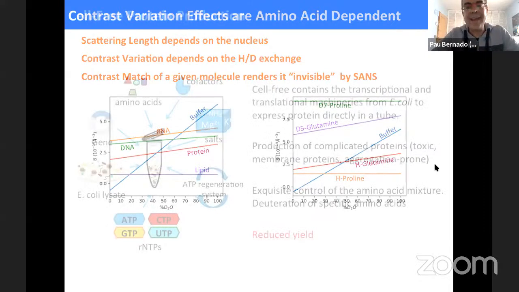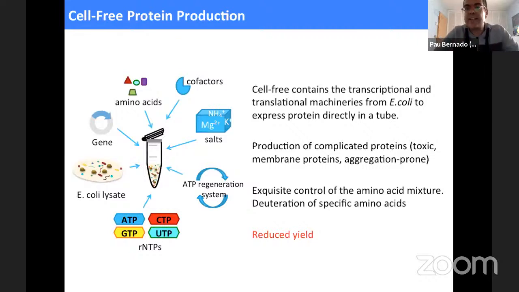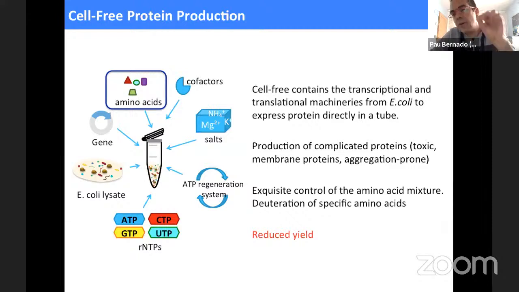The second point is the cell-free system. So I said before, it contains the transcriptional and translational machinery of E. coli. And so we can express a protein inside of an Eppendorf tube, let's say. And this has been used widely to express complicated proteins, membrane proteins, toxic proteins, because there are no cells there. So in addition to the E. coli lysate, we also have cofactors, salts, an ATP generating system, nucleotides, the gene, of course, that we want to express. But the key point in this project is that we have an exquisite control, or almost exquisite control, a pretty good control, as we'd say, of the amino acids that we put inside. So if we know which amino acids we put inside, we know which amino acids will be inside of the protein that we will express, and this will be key.